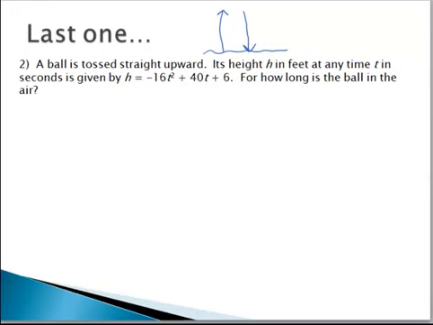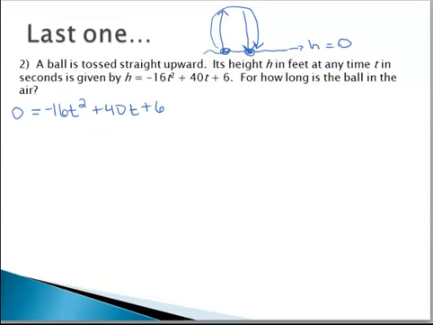So what is the height here and here? At this point, the height is actually 0. So the ball is in the air as soon as it leaves the ground and comes back to the ground. It's in the air all that time. So can I just set h equal to 0 and find out what t is? How long the ball is in the air? Let's see what happens. 0 equals negative 16t squared plus 40t plus 6.